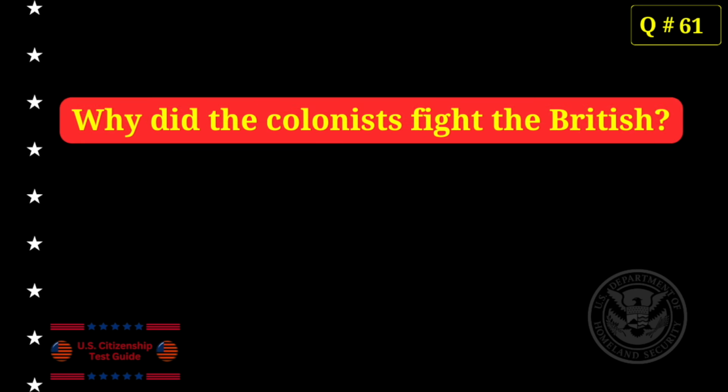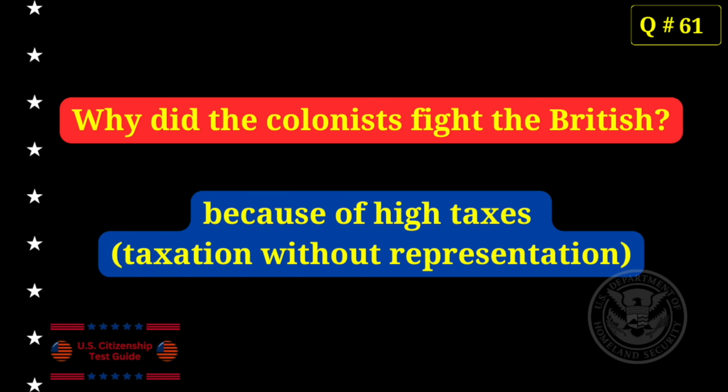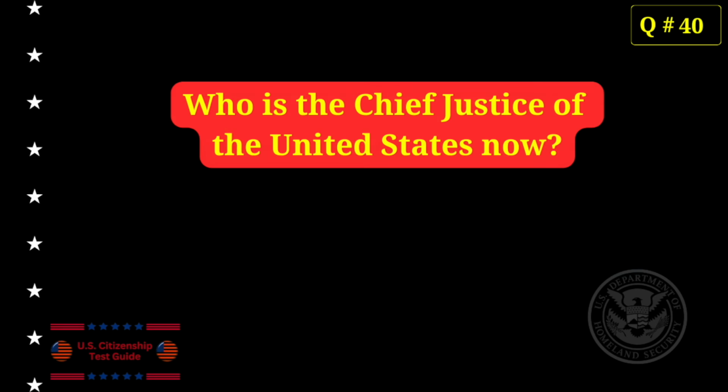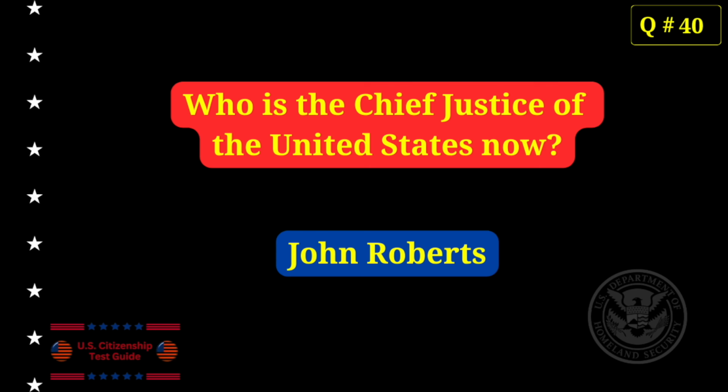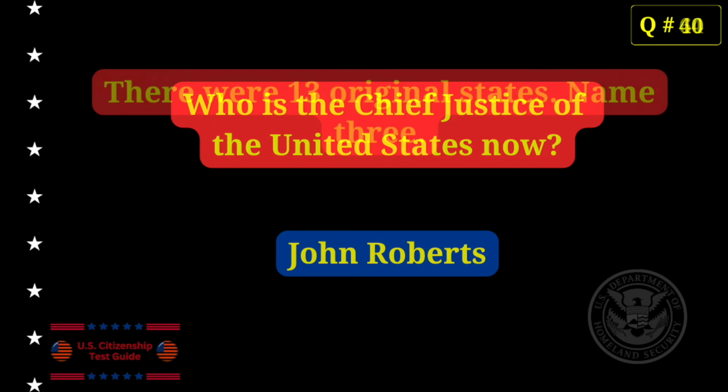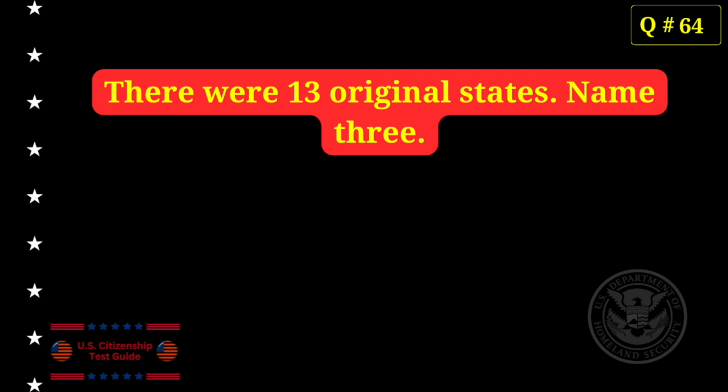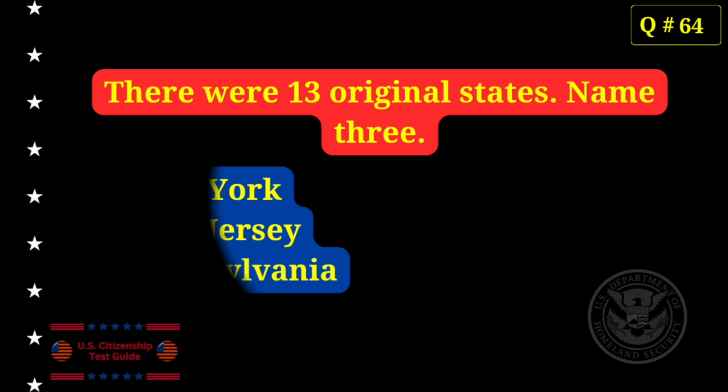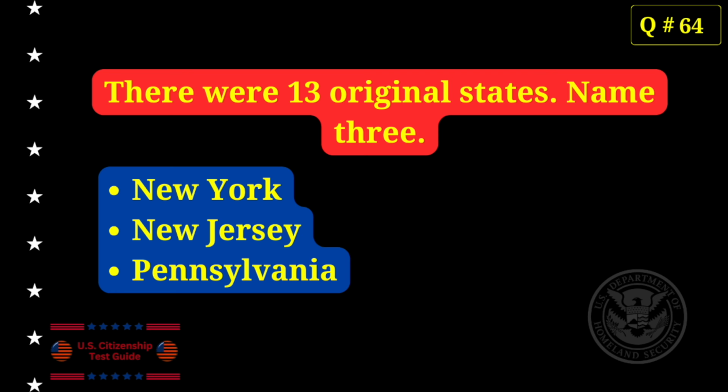Why did the colonists fight the British? Because of high taxes. Who is the Chief Justice of the United States now? John Roberts. There were 13 original states. Name 3. New York, New Jersey, and Pennsylvania.